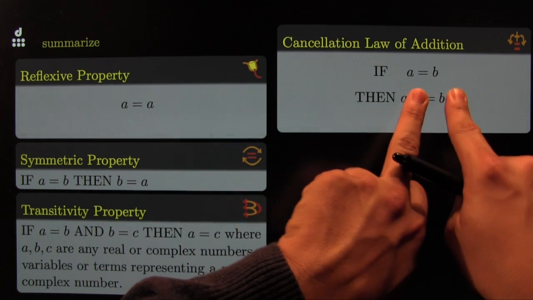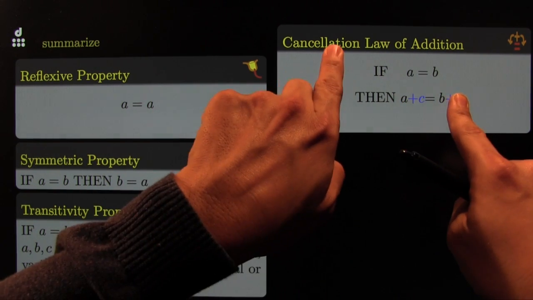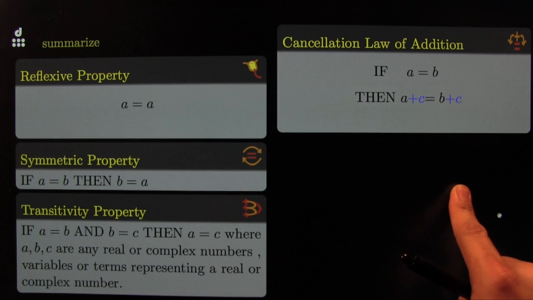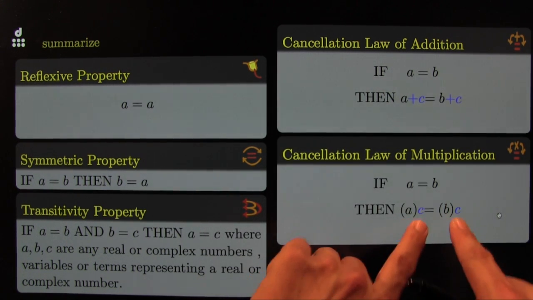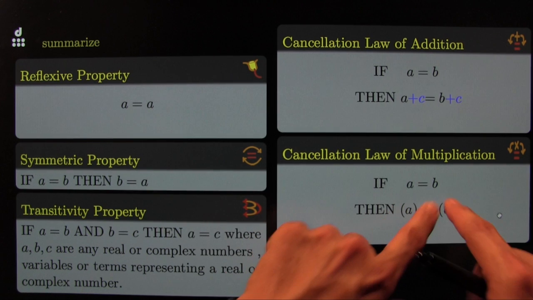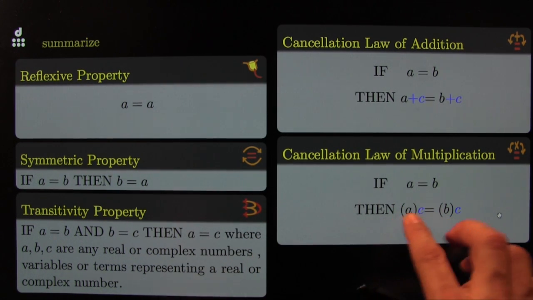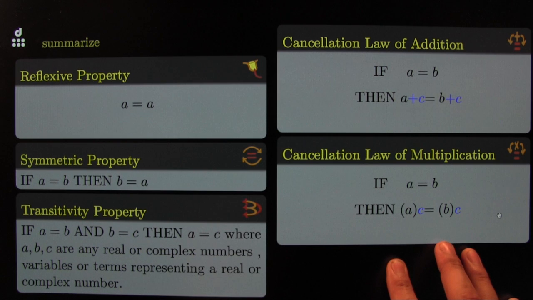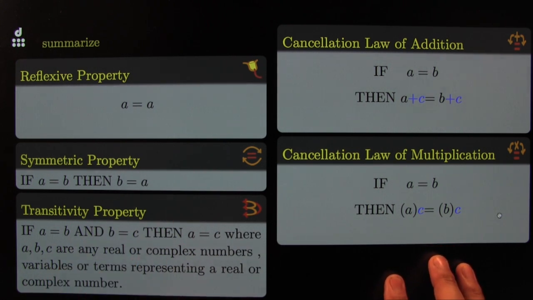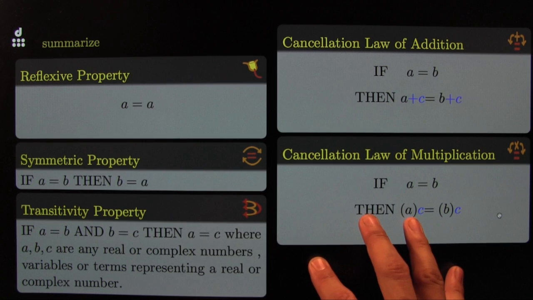Cancellation laws, you can add stuff to both sides. Really, they should be called the add stuff to both sides laws. Cancellation law of multiplication, you can multiply both sides by something. You see the parentheses here, it's kind of important, especially if you have more than one term. That's it. That's our last dose for the initial axioms. These are called ring axioms, if you want to be fancy about it.